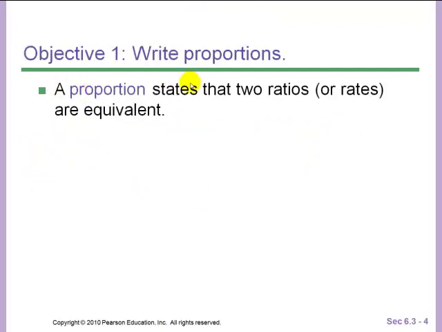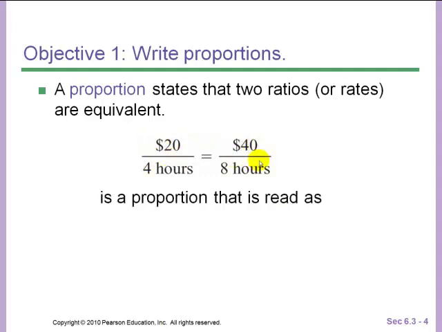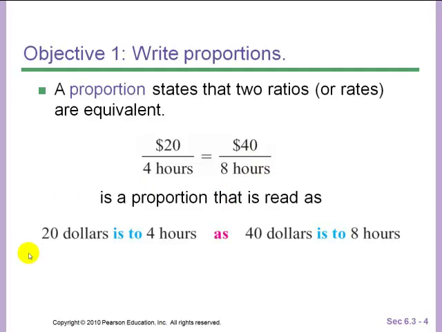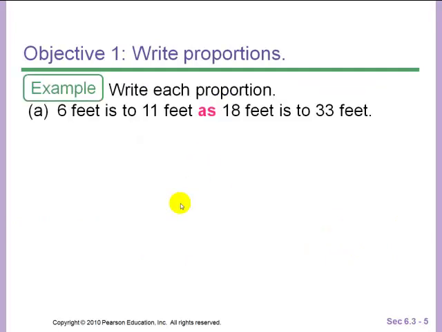A proportion states that two ratios, or rates, are equivalent to one another, are equal. Here is an example of a proportion. In this case, we're comparing the rate $20 is to 4 hours to another rate $40 is to 8 hours. We would read this as $20 is to 4 hours as $40 is to 8 hours. Here is your first rate, here is your second rate. The "as" is indicating that they are proportionate to one another, which is the same as saying they are equal to another. Now we will write some proportions.